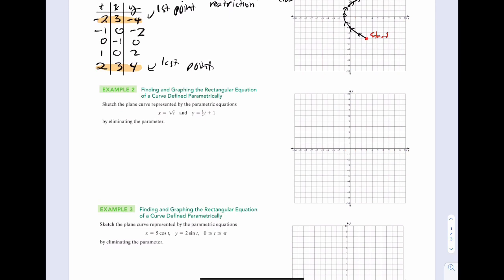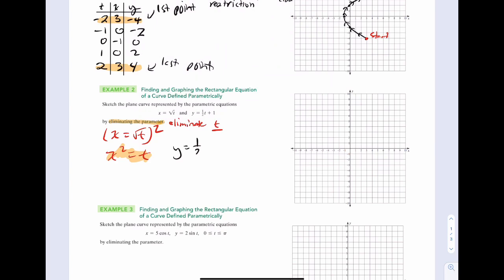Next example. Sketch the plane curve represented by the parametric equations, and really underline or highlight this part, eliminating the parameter. What that means is you want to eliminate t. So the easiest way to do that is to simply solve for t. So we're going to square both sides. x squared equals t.